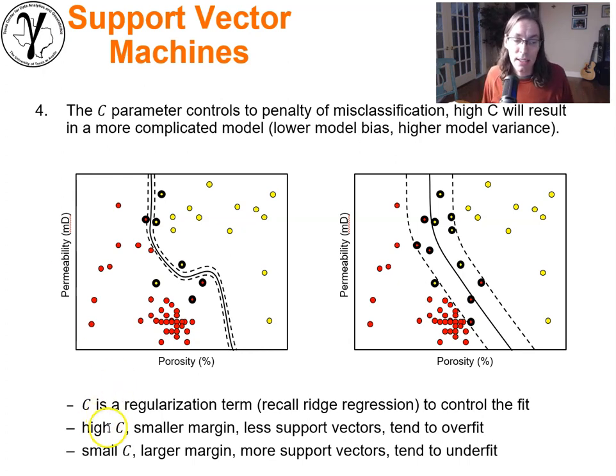fit. High C, I'll show later, will drive you to a smaller margin. Fewer support vectors are going to be included. Something like this. And then as a result, you'll have a tendency to overfit. A small C, larger margin, now you have more support vectors, and you'll tend to be driven towards underfit. So that's really nice. We got a tuning hyperparameter that we can work with.